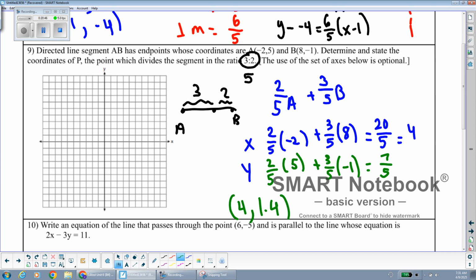So I'm going to graph it just to check that the answer is reasonable. Negative 2, 1, 2, 3, 4, 5. 1, 2, 3, 4, 5, 6, 7, 8. Negative 1, that's 2. And we know that the point should be closer to B than A, but it shouldn't be right on B, right? There should be the 2 part closer to B and the 3 part closer to A, but it should be closer to B. And the point that we found was 4, 1.4.